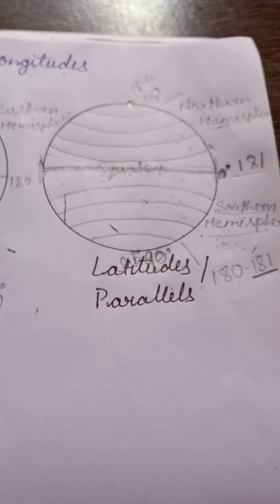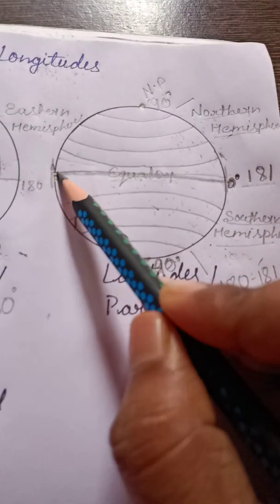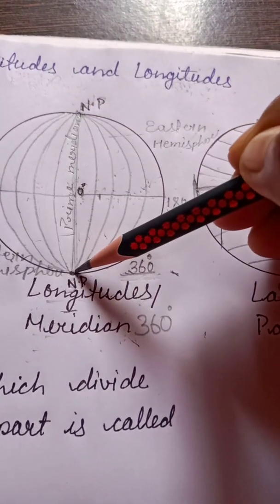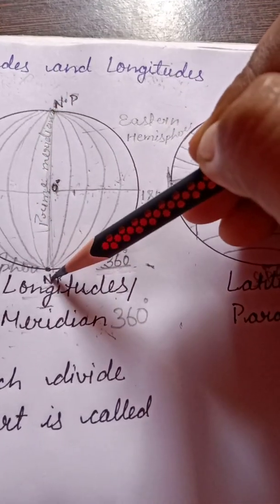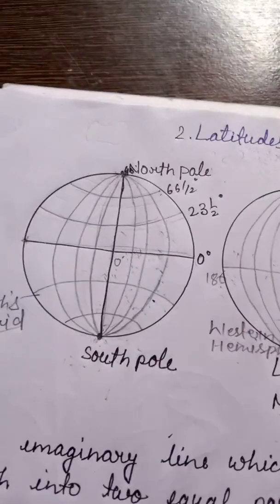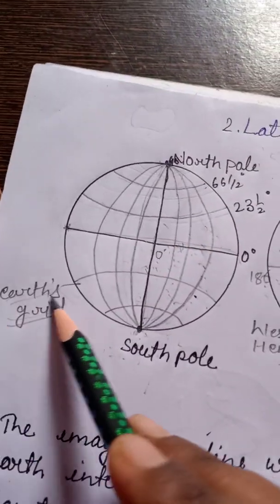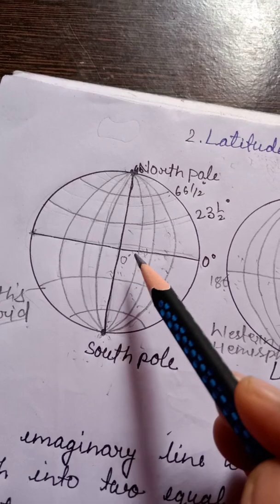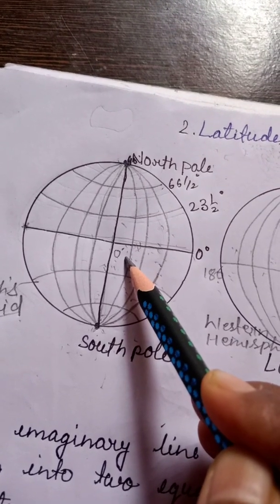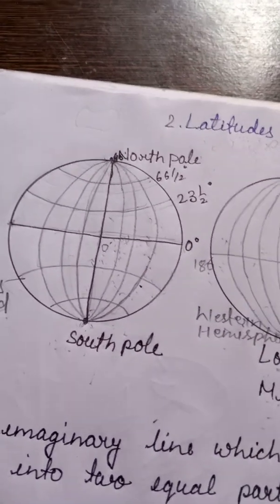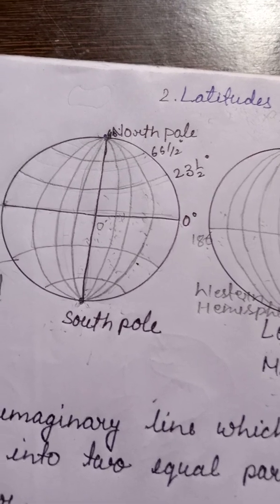And children, I told you latitudinal lines run from west to east, and all the longitudinal lines run from north pole to south pole. Clear? And when latitudinals and longitudinals meet together, they form the earth grid. Through the earth grid we can easily locate a place clearly on the map and globe.